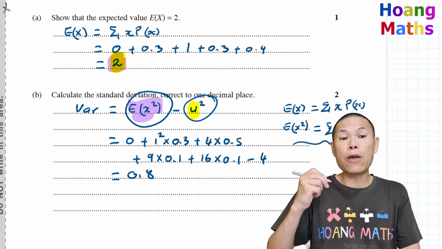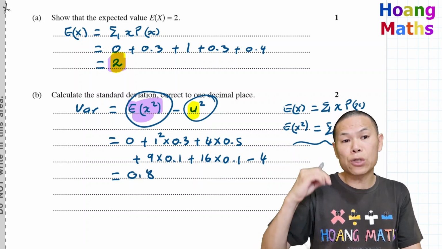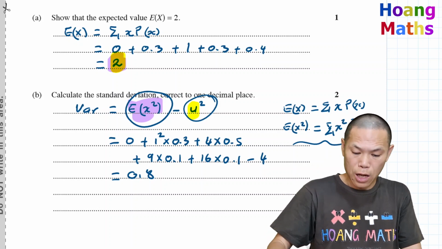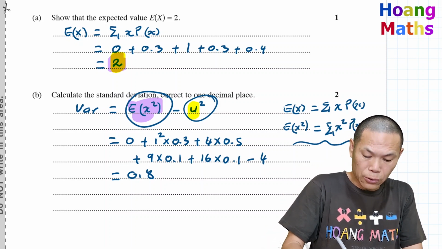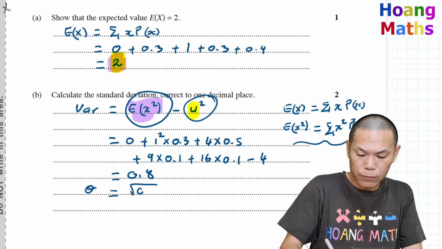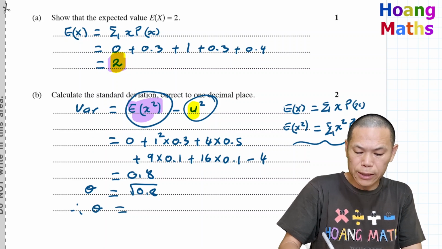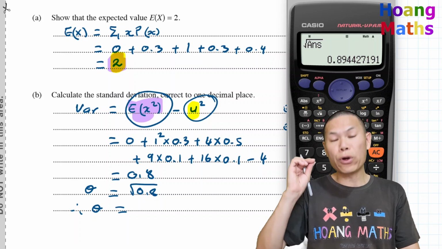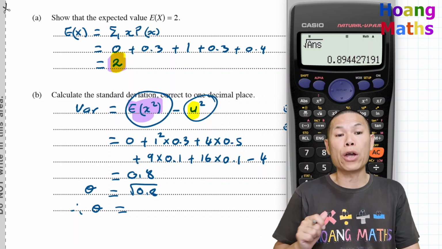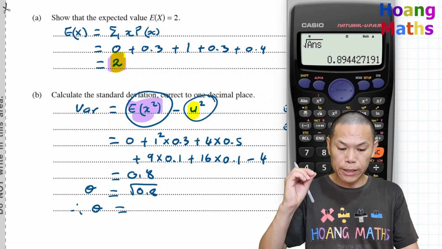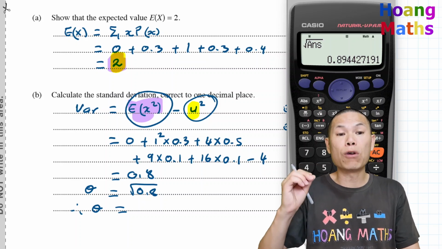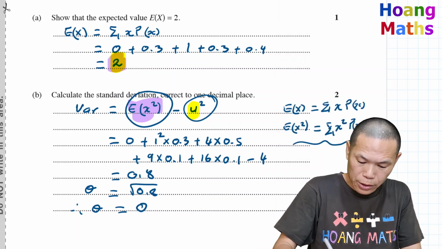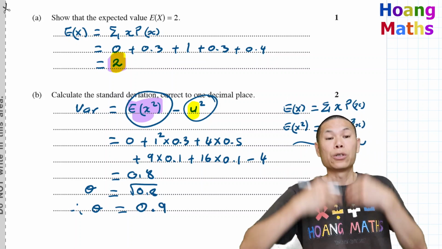So therefore, the standard deviation is the square root of the variance of x. So the standard deviation is equal to the square root of 0.8. I just go square root of the answer. So there you go, 0.894 and so on. So we just need to round to one decimal place. So the answer is 0.9. So there you go.